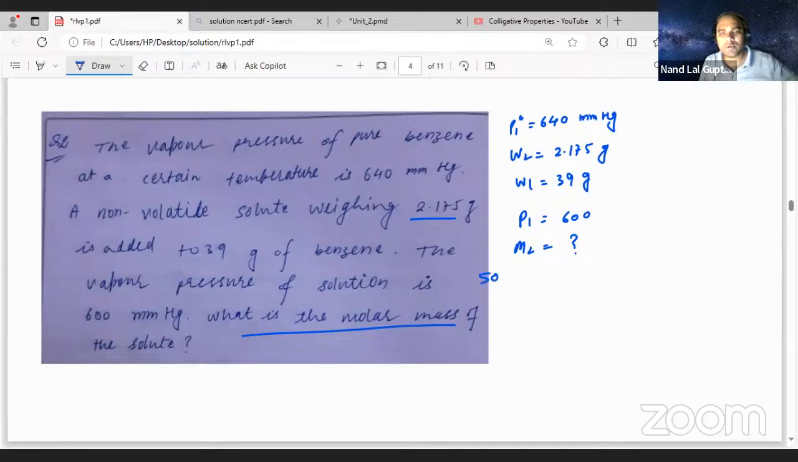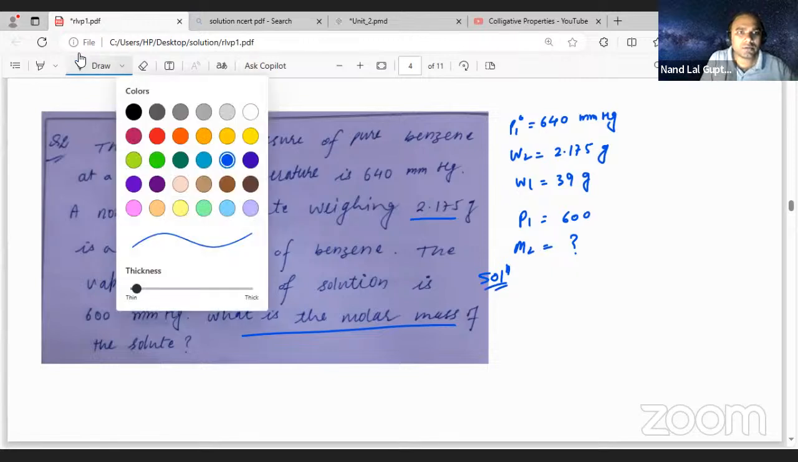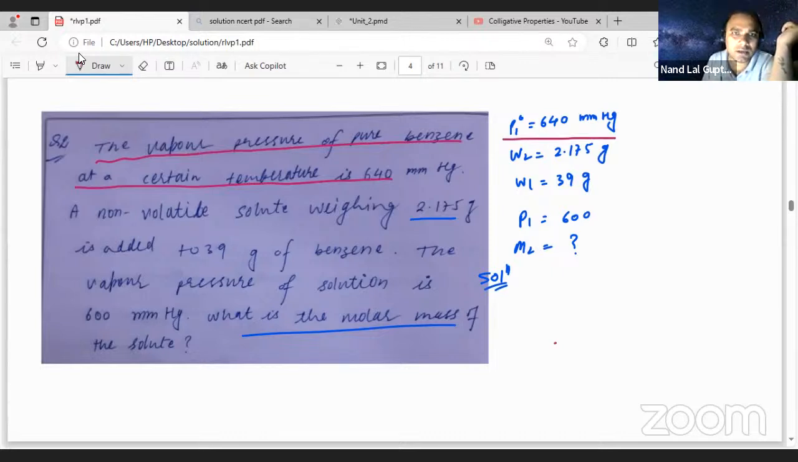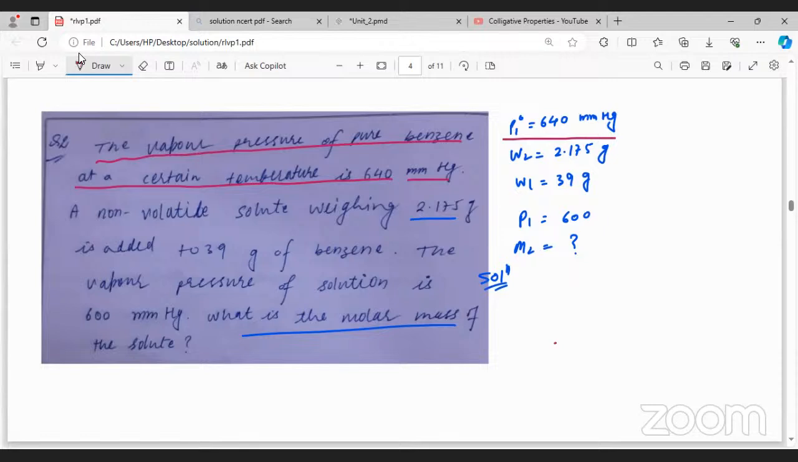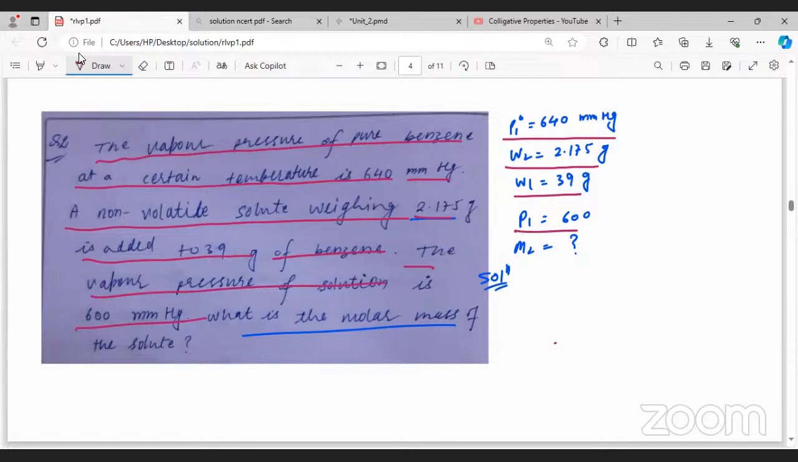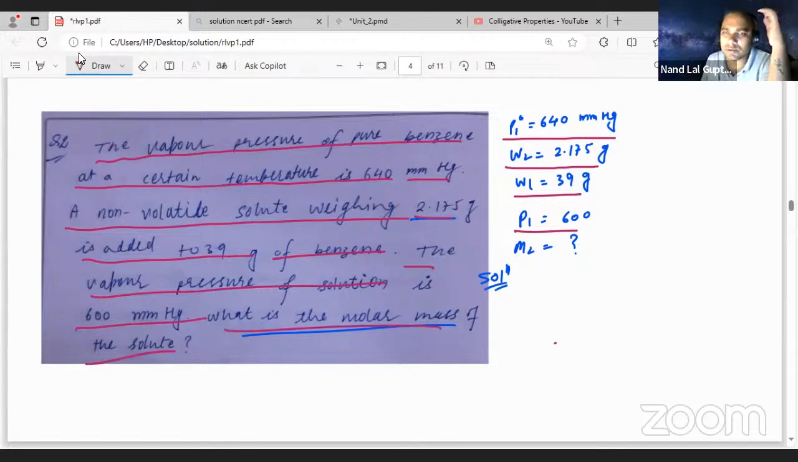Okay, let us see. I am doing it here. These are the information. The vapor pressure of pure benzene at a certain temperature is 640, so this is P1 naught, that is 640 mmHg. A non-volatile solute weighing 2.175 gram is added to 39 gram of benzene. Then the vapor pressure of the solution is 600. It is reduced when you add the non-volatile solute. What is the molar mass of the solute? So see here.